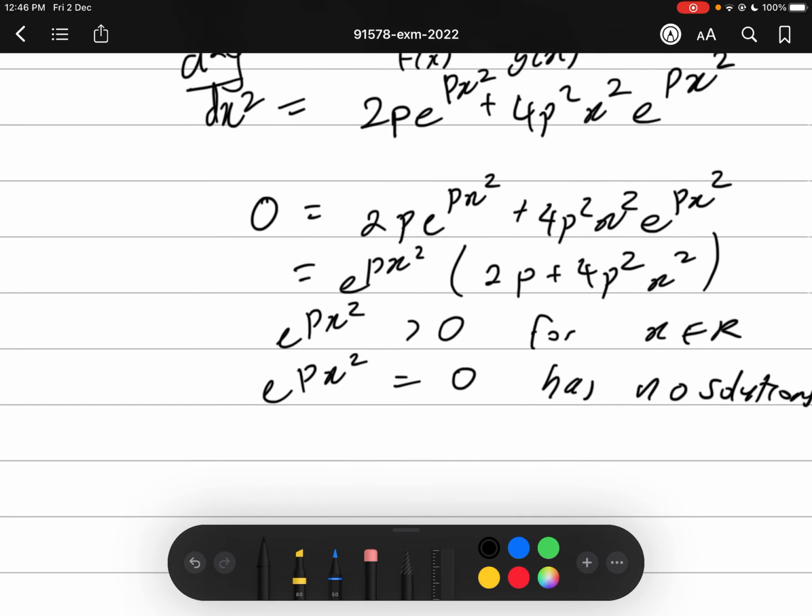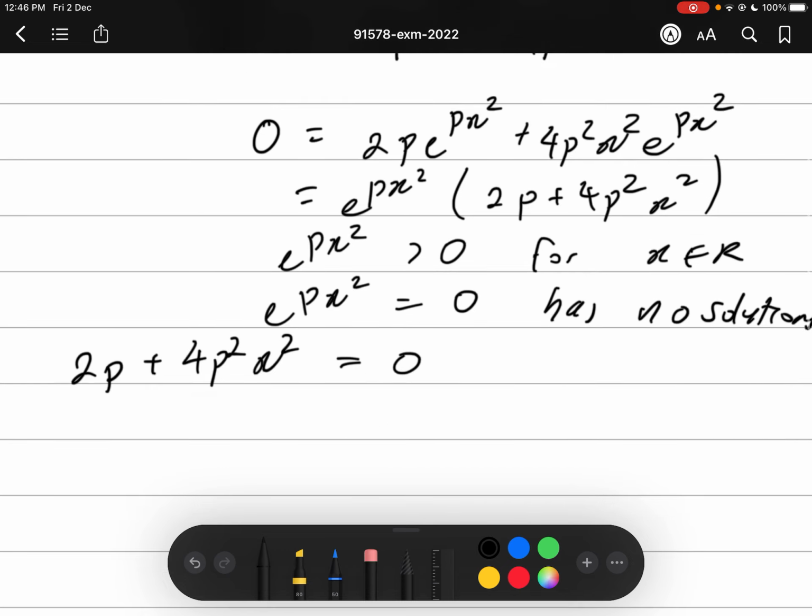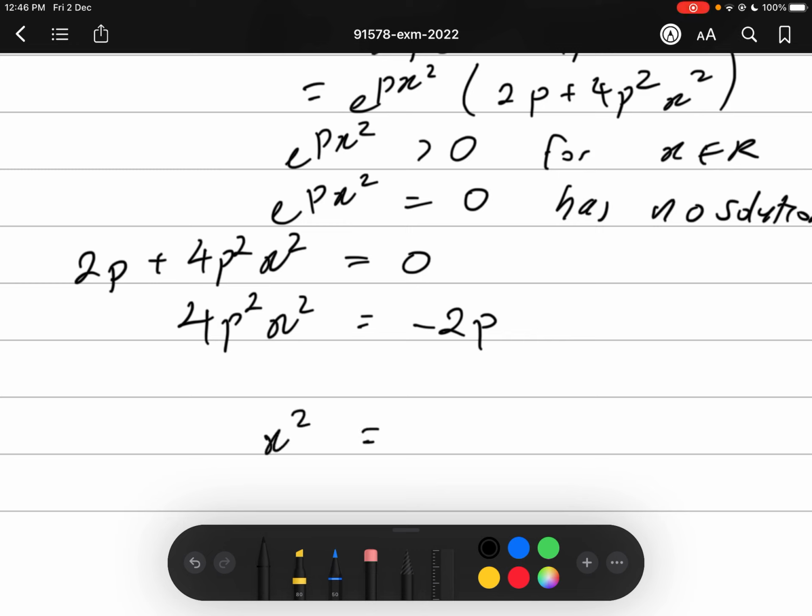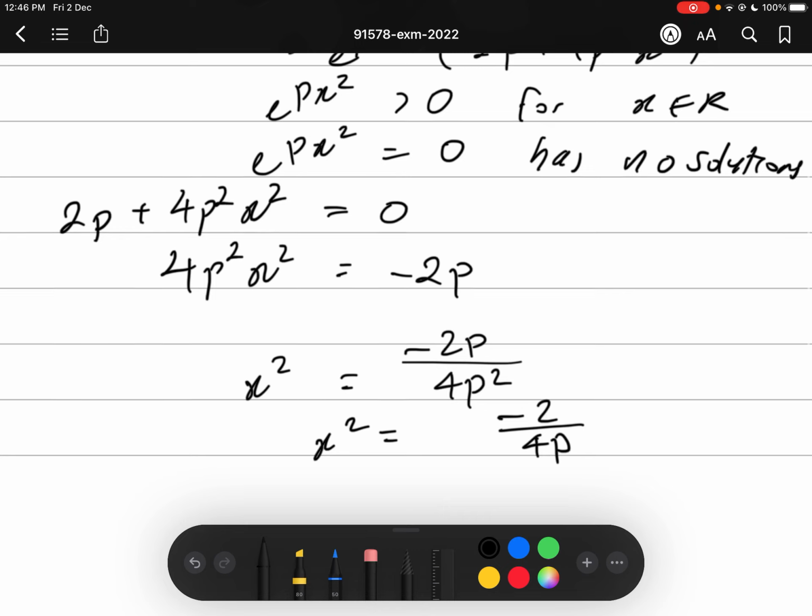So let's look at the second bracket. So we have 2p plus 4p squared x squared. So let's set that equal to 0. Alright, so let's move 2p to the other side. So we have 4p squared x squared equals negative 2p. So x squared equals negative 2p over 4p squared. And x squared equals negative 2 over 4p. So therefore x equals plus or minus the root of negative 2 over 4p.